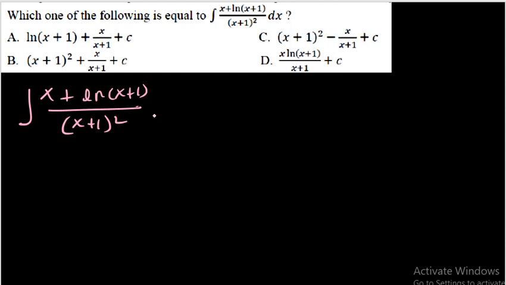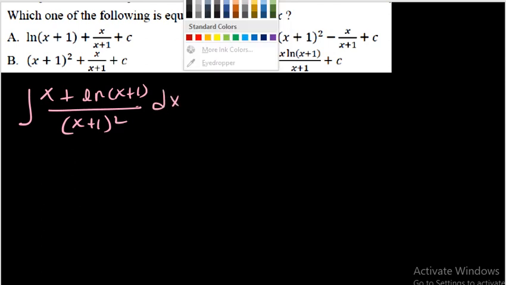The second one: which one of the following is the integral again? The integral of x plus ln of x plus 1, the whole over x plus 1 squared, dx. This is a bit longer and a bit challenging, I think, for grade 12 students. For college students, hopefully it will be easier.